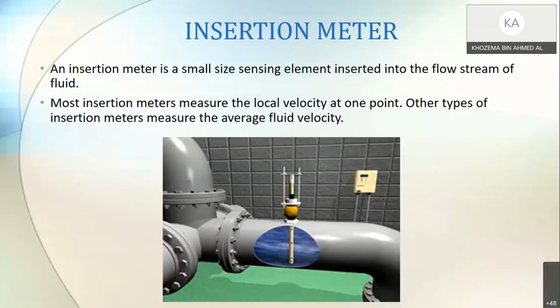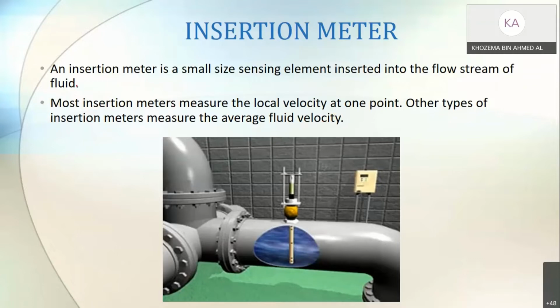So far, we have looked at the venturi meter, the orifice meter, and just now we looked at a rotameter. These three meters are known as full bore meters, which measure the average fluid velocity. Most insertion meters measure the local velocity at one point. Other types of insertion meter measure the average fluid velocity. So we have insertion meters and we also have full bore meters.